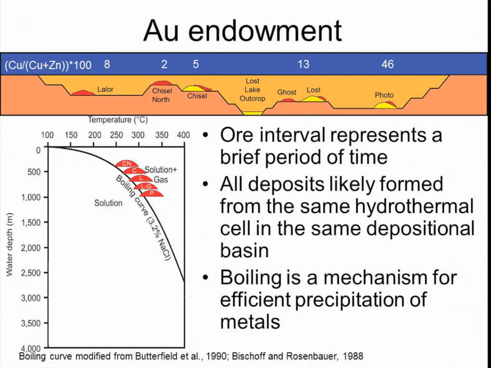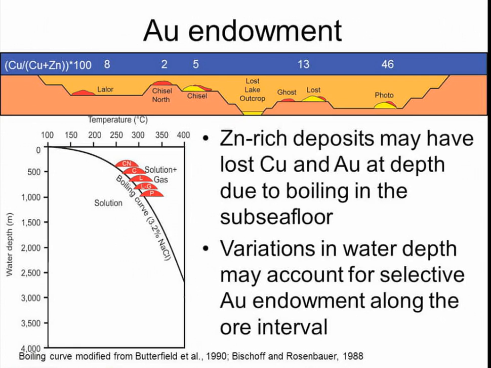So a current thought is that constraints on metal content in the deposits might be a result of water depth of the deposits. So a shallower water depth could produce a more zinc-rich deposit because all of the copper and gold would have possibly already been precipitated at depth if we consider the boiling curve. So boiling will be suppressed as you increase water depth, and as you bring it up to surface will occur at a lower temperature. So again, as I just mentioned, these variations may account for differences in gold content.